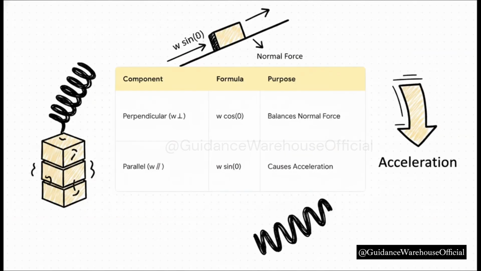So here it is, all laid out. You've got the perpendicular part, W cos theta, which you can think of as the squishing force that pushes the skier into the slope. That's what's balanced by the normal force. Then you've got the parallel part, W sine theta, which is the sliding force.